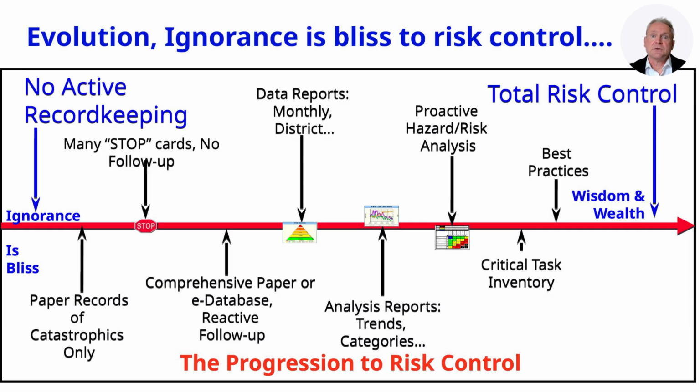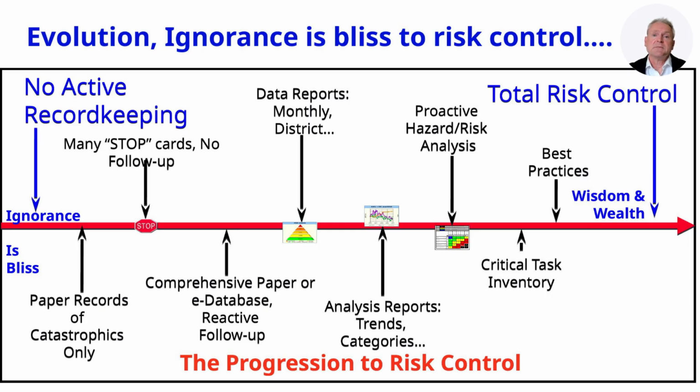As systems matured, we entered the stage of data reports, monthly by location. Here, data was compiled into regular summaries at site or district level. This gave management visibility, but insights were still limited.